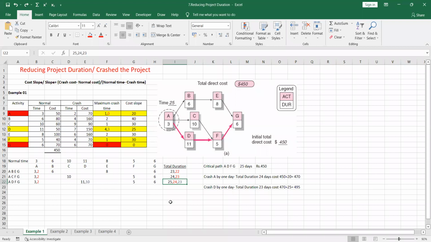So which is the critical path? A, D, F, G. Very good. A, D, F, G. So by seeing the total durations 22, 23, 24, the critical path is the one having the highest duration. That means the longest duration. Very good. So it should be A, D, F, G.